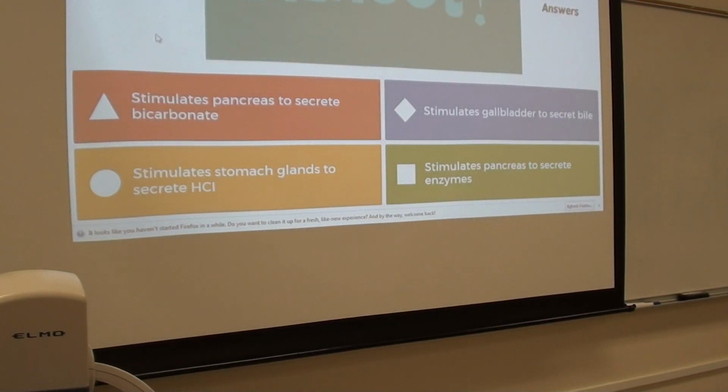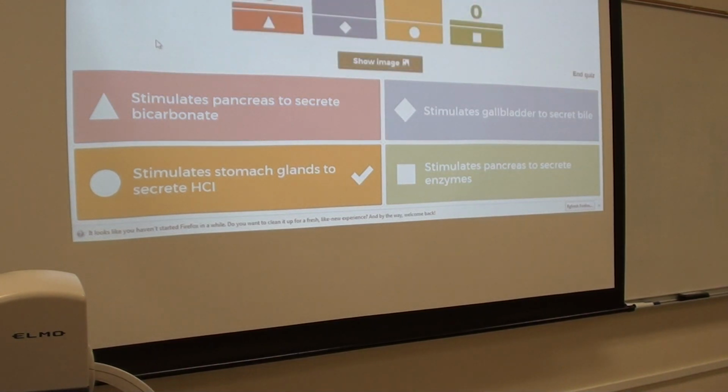What is the function of gastrin? Does it stimulate the pancreas to secrete bicarbonate? Does it stimulate stomach glands to secrete HCl or hydrochloric acid? Does it stimulate the gallbladder to secrete bile, or does it stimulate the pancreas to secrete enzymes? So think about gastrin, that root word gast, and that'll help you answer the question. All right, so it is stimulates stomach glands to secrete hydrochloric acid.